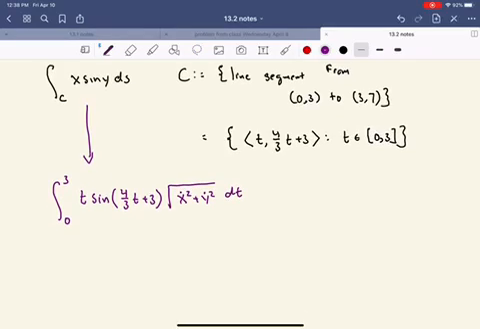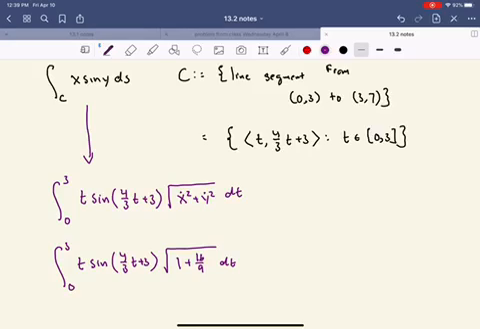All right, let's simplify that a little bit. From 0 to 3, t sine of 4/3 t plus 3, times the square root. x prime is 1, y prime is just 4/3. So the square root of 1 plus 16 over 9, and then dt.